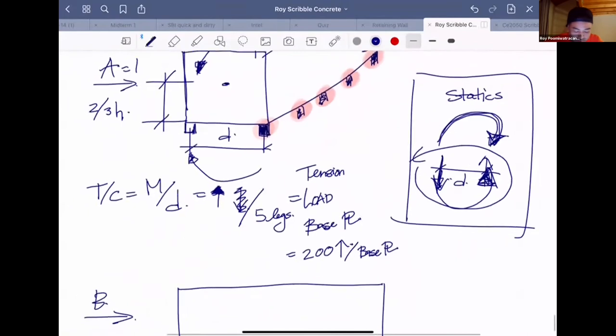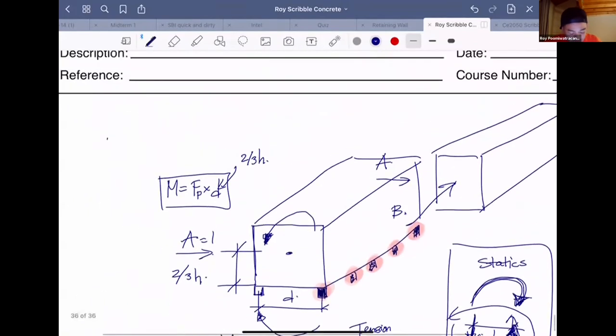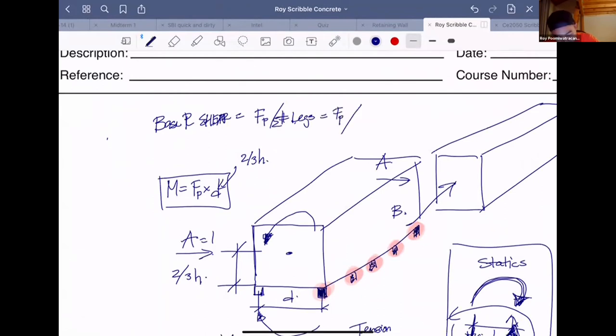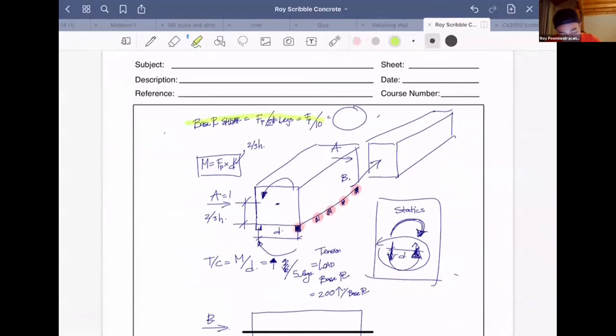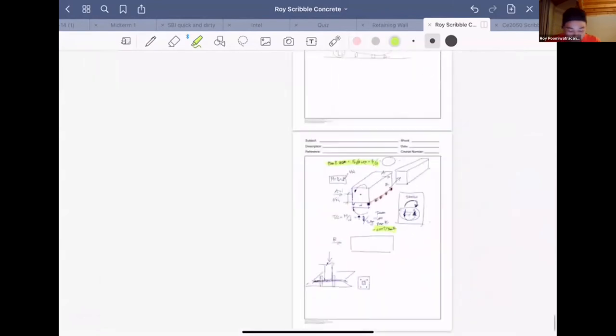Now for the shear, you assume equal distribution. So it's gonna be your base plate shear is going to equal your total FP divided by the total number of legs, because everything's sharing that shear. So here it would be 10. Okay, so when we have that, what we're going to be doing is taking this, and that's how we start our problem.